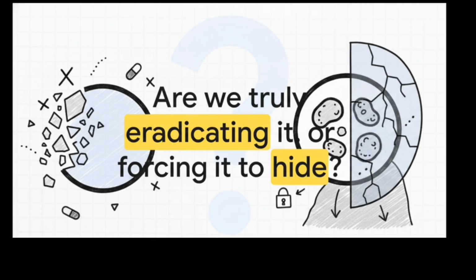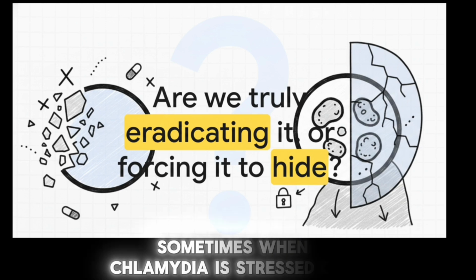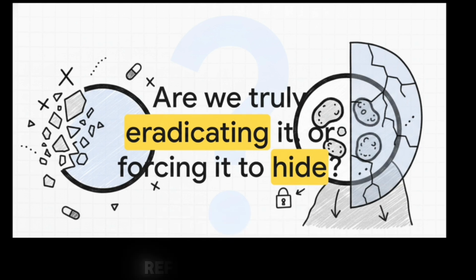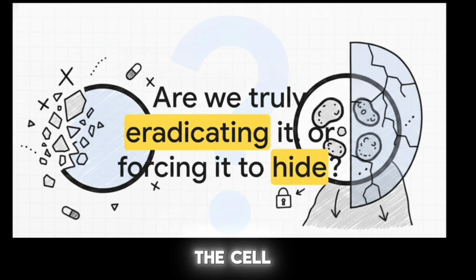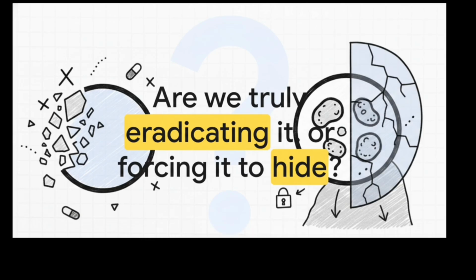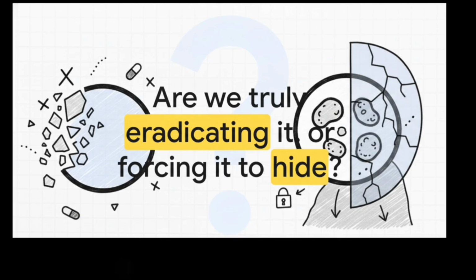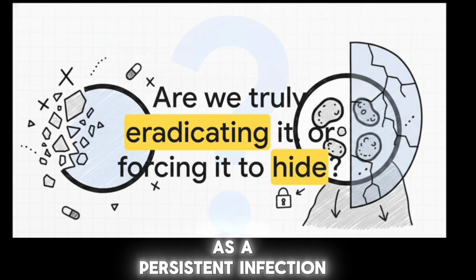We have covered a massive amount of ground today, but I want to leave you with a really provocative thought to chew on. Think back to that life cycle. Sometimes, when chlamydia is stressed out by antibiotics or a strong immune response, it actually refuses to rupture the cell. Instead, it literally hits the pause button. It arrests its development right at the reticulate body stage, entering a dormant state known as a persistent infection.